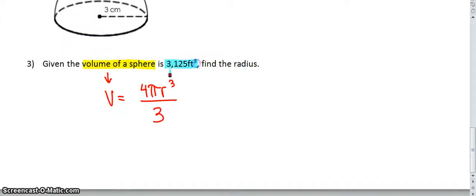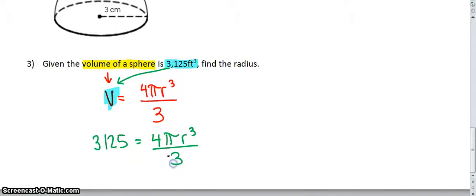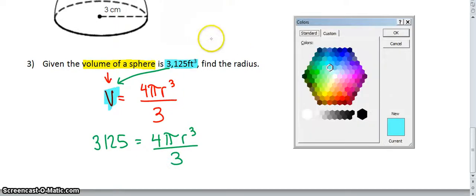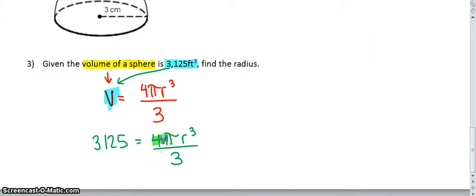In this case, what I know is the volume, which is going to go on the other side of the equal sign. So I'm going to take that and plug it in here. 3,125. I don't know the radius. That's the variable I'm solving for. In order to do that, I need to get rid of everything that's bothering the radius. So in some order, which we'll talk about as we go through, I'm going to have to get rid of the 4 pi and the 3 and this cube, so then the radius would be alone.